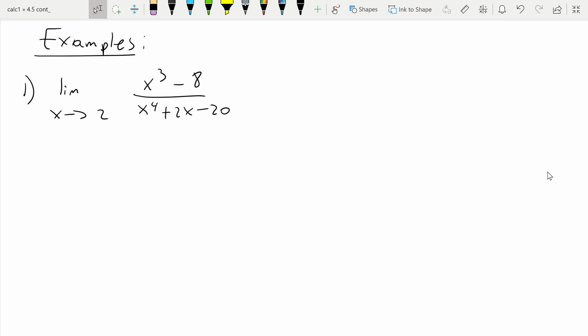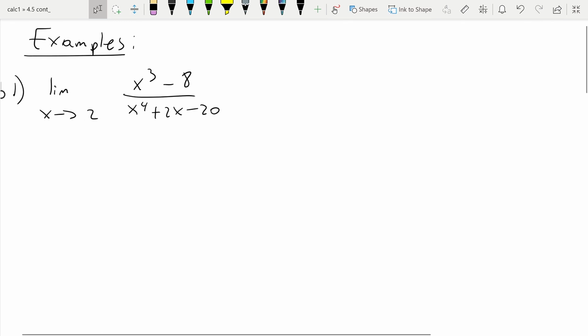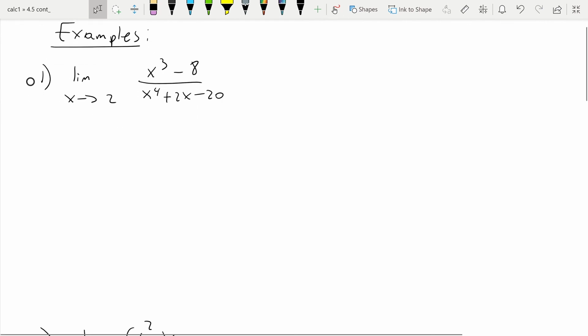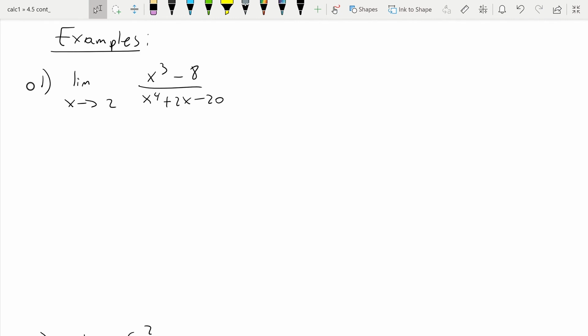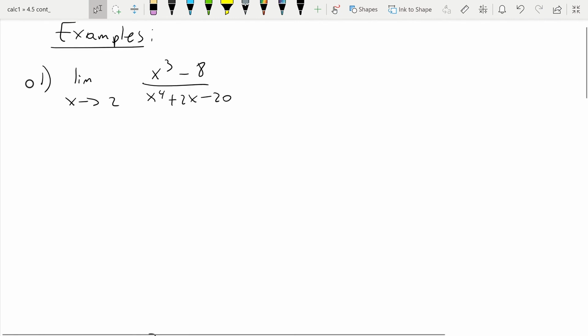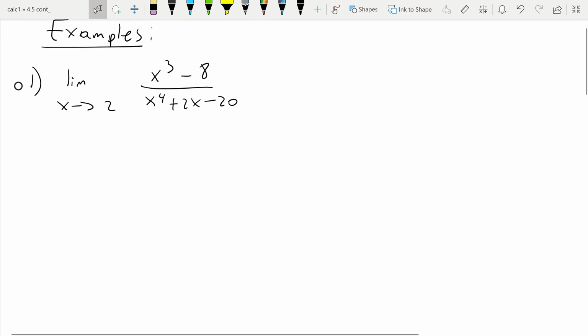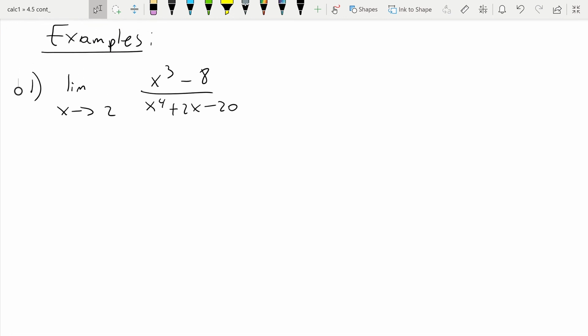Alright, let's go over a few examples to see if we now know how to apply the rule. Okay, so we are given this expression here for the first problem. We are asked to compute the limit of x cubed minus 8 over x to the fourth plus 2x minus 20 as x approaches 2.